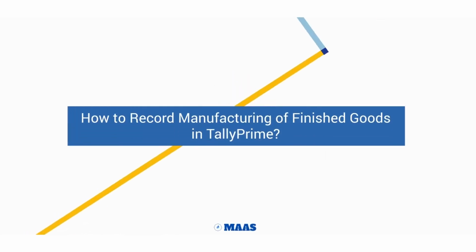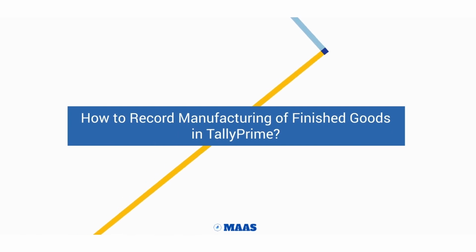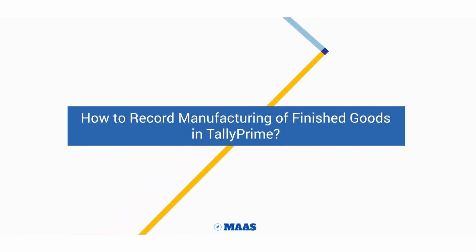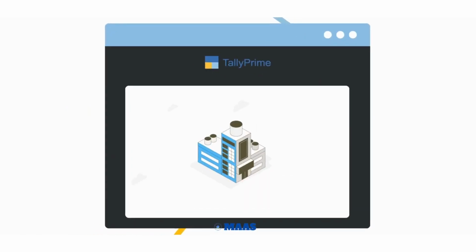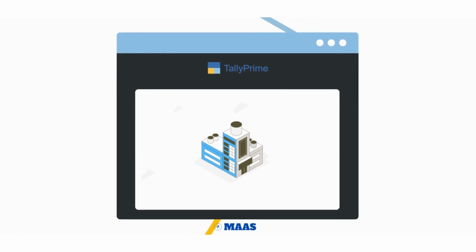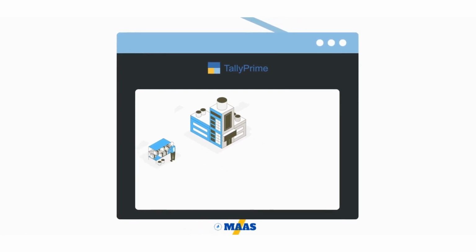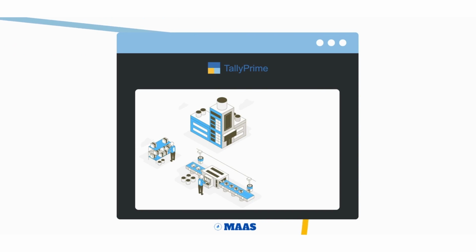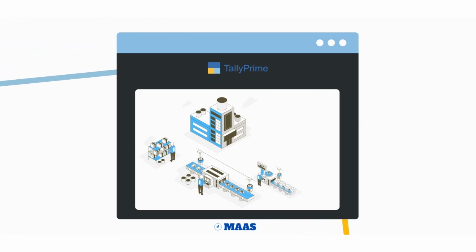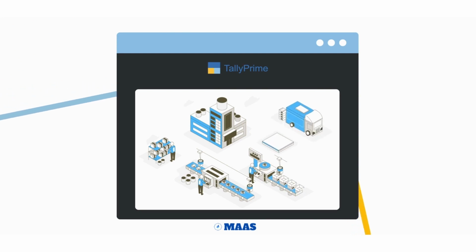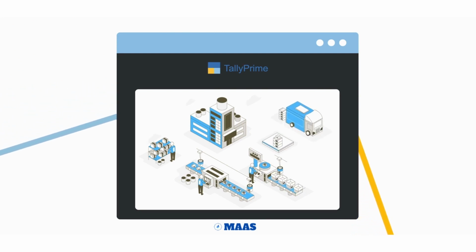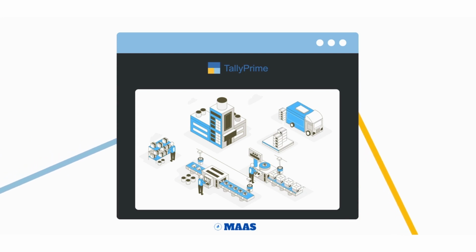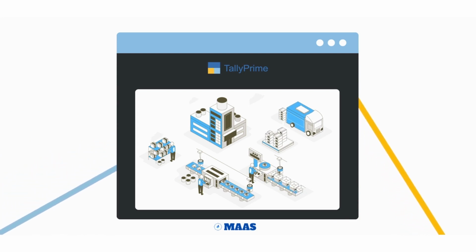In this session, you will learn how to record and manage manufacturing of finished goods in TallyPrime. As we know, manufacturing is a process of converting, assembling, processing, or anything that is done to raw materials to produce finished goods. It can be as simple as assembling few components to complex manufacturing involving several components and processes. No matter how simple or complex it is, TallyPrime makes it easy to record and manage manufacturing of goods.